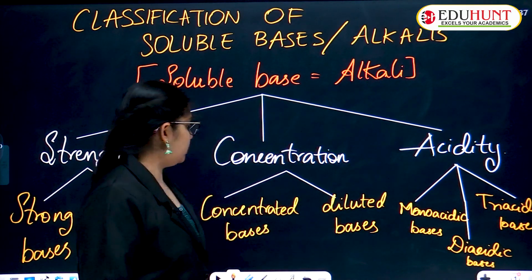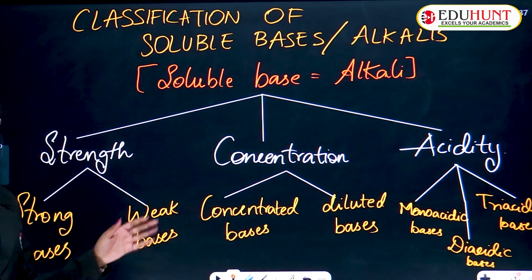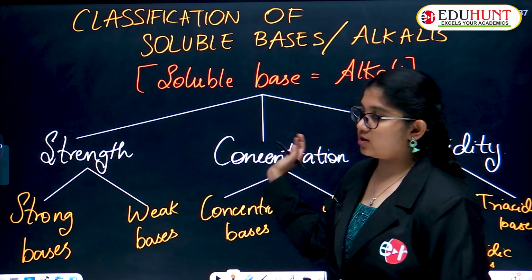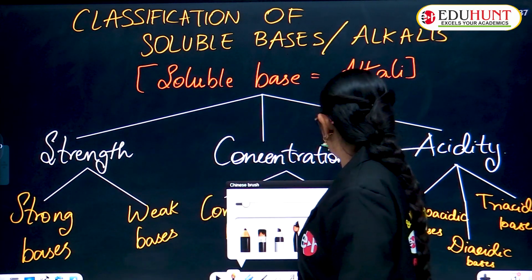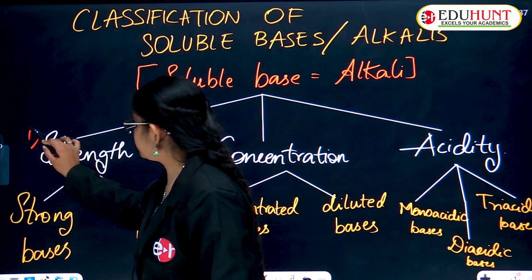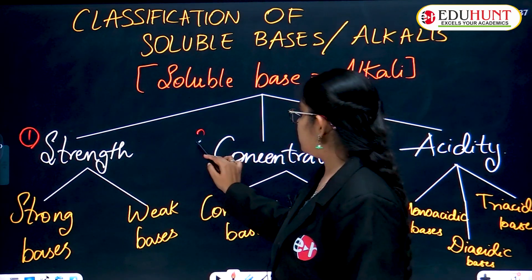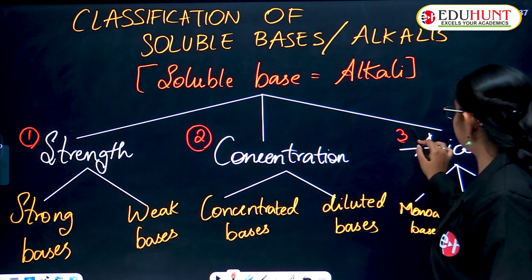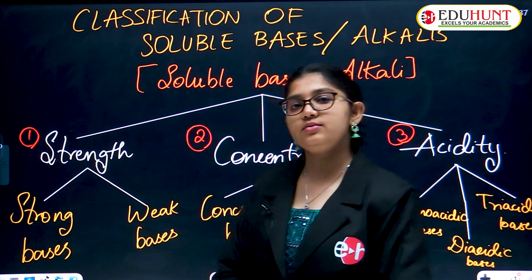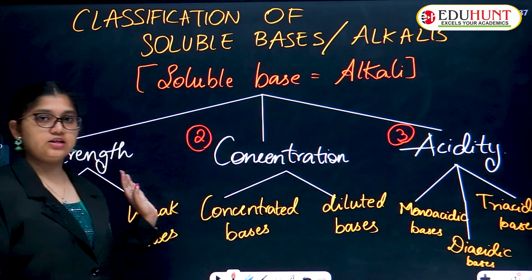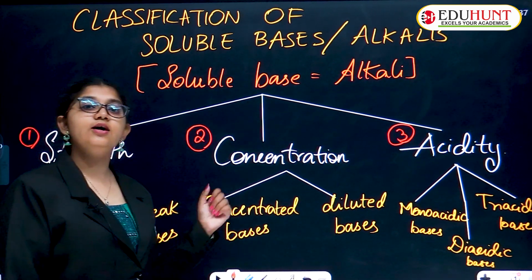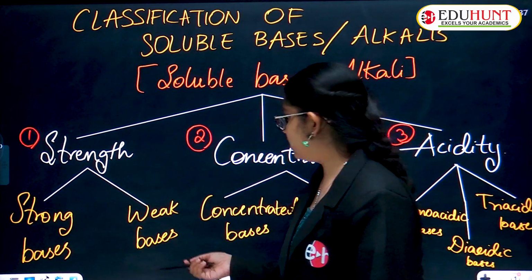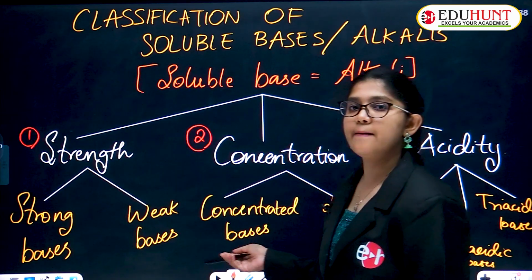Okay children, here we go with the flow chart of the classification of soluble bases or alkalis based upon their three. What are the three? First one is on the basis of, repeat after me, strength. Very good. Second, on the basis of concentration. Third, on the basis of acidity. Clear? Now we'll go with the first classification, on the basis of strength, into two categories: strong bases and weak bases.